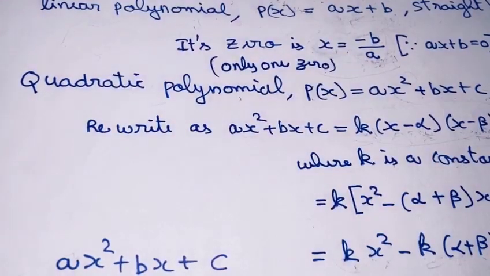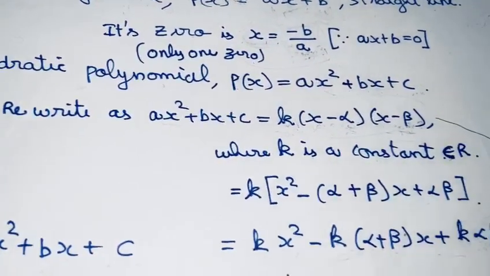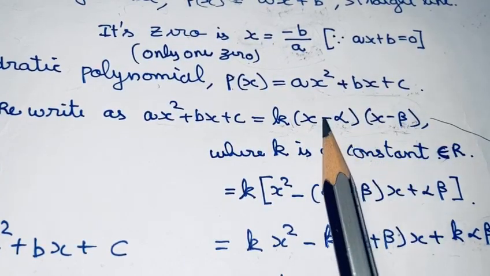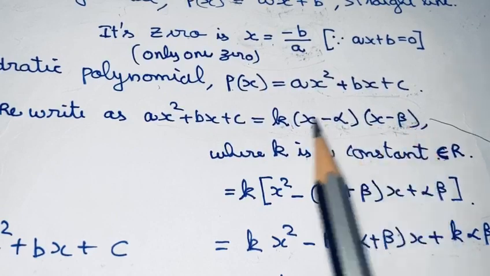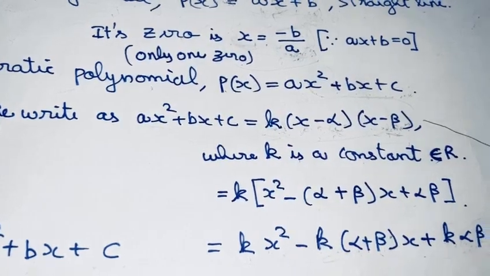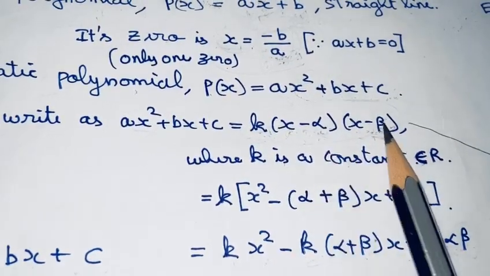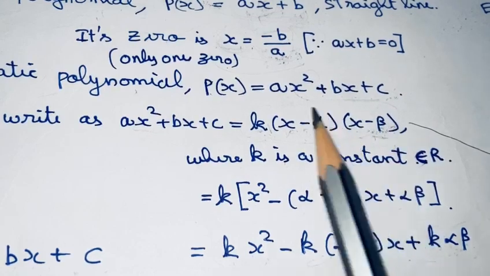Now the quadratic polynomial. We know the quadratic polynomial is given in this form, and it can be expressed as its factors x minus alpha and x minus beta, and the term k can be any constant, and alpha and beta are said to be the zeros of the given polynomial.